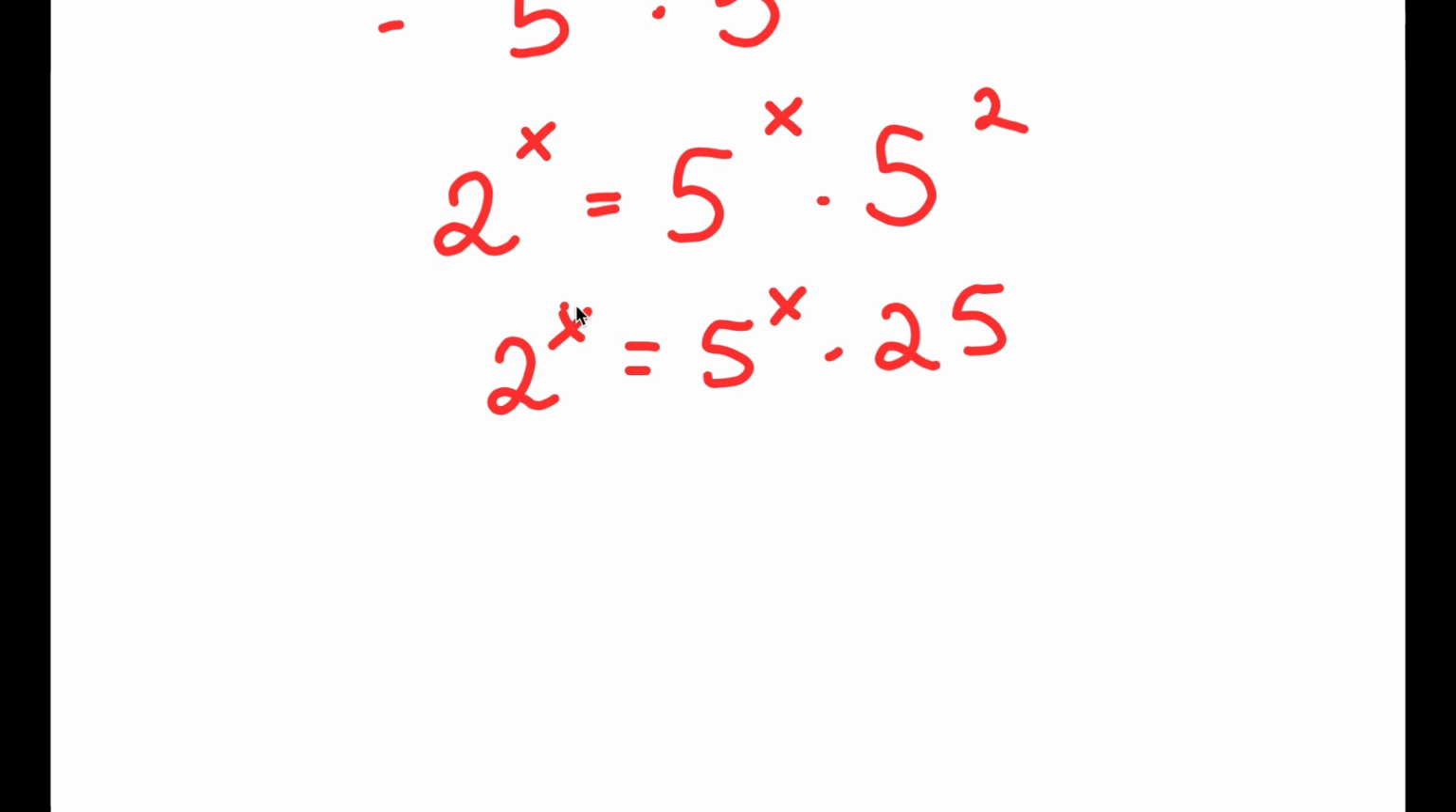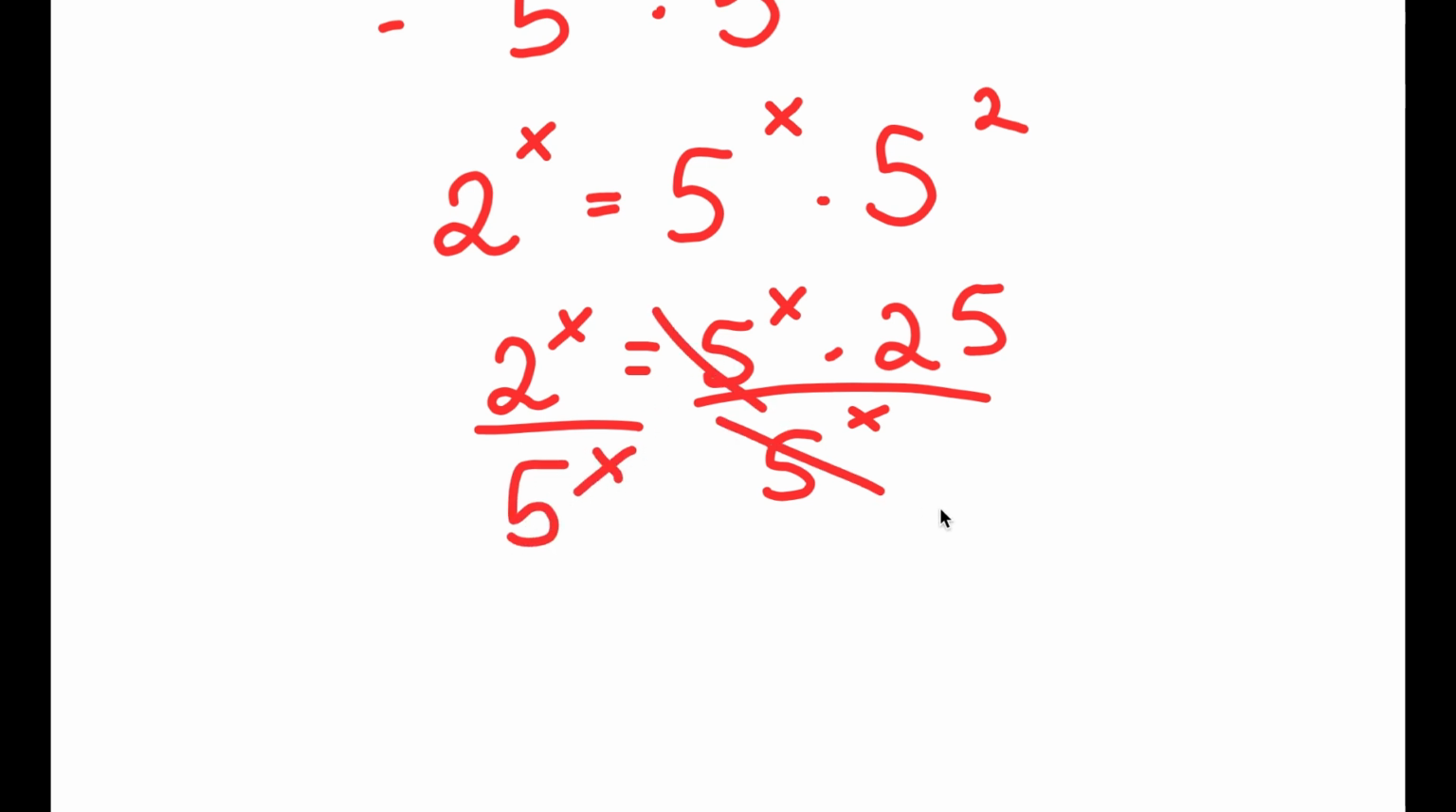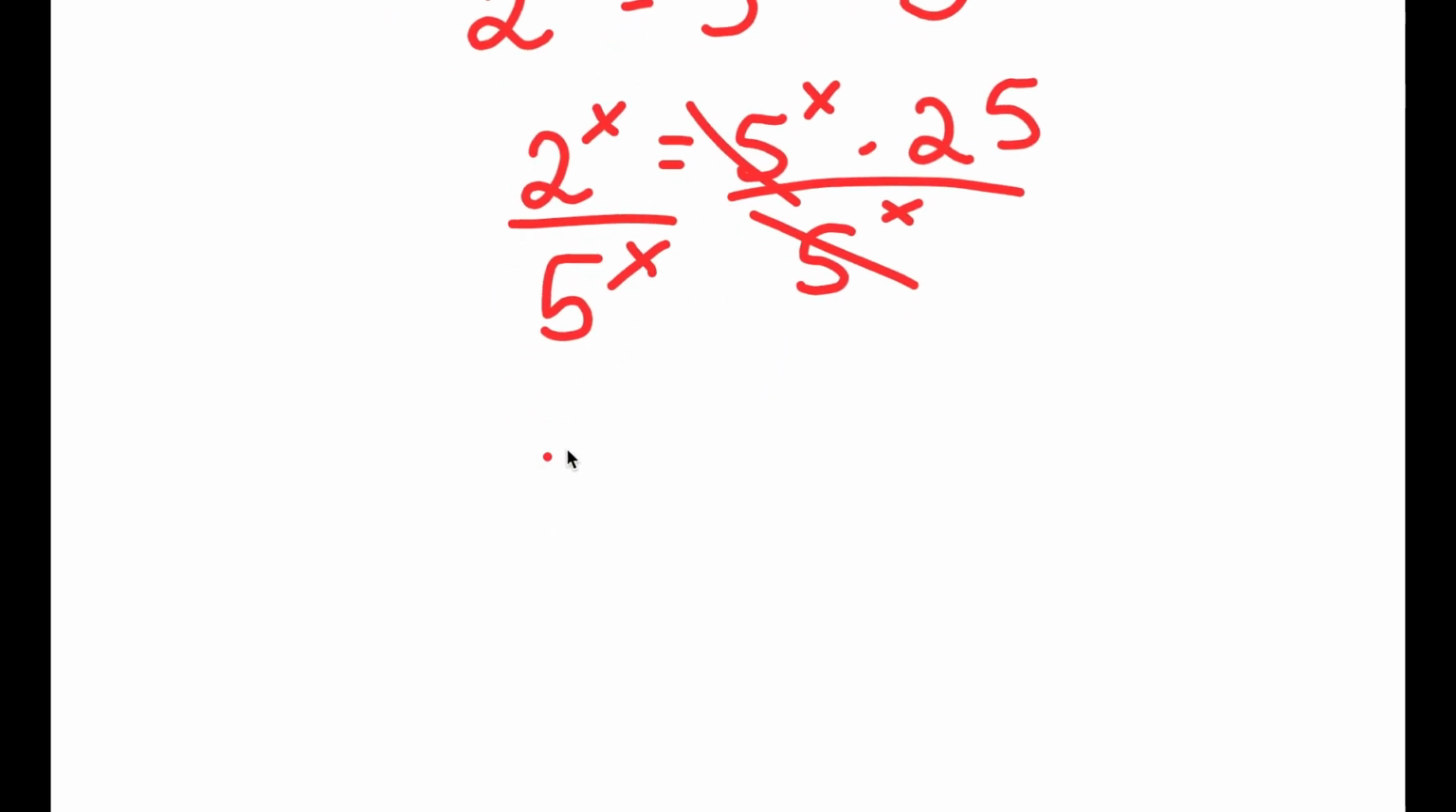Now, we want both of these x's to be together. So to do that, I'm going to have to move 5 to the power of x to my left-hand side. And to do that, I have to divide both sides by 5 to the power of x. So then these two cancel out, and I get 2 to the power of x over 5 to the power of x is equal to 25.